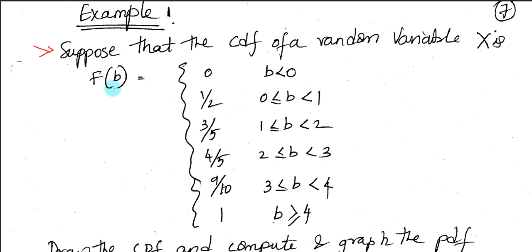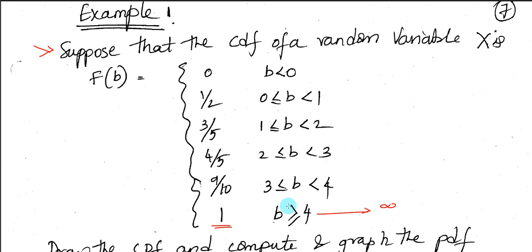The way you read this is F of b equals 0 if b takes a value less than 0, 1/2 if b lies between 0 and 1, 3/5 if b is between 1 and 2, 4/5 if b is between 2 and 3, 9/10 if b is between 3 and 4, and it's 1 the moment b becomes greater than or equal to 4. What it means is for any value beyond 4 all the way up to infinity, this cumulative distribution function will take a value of 1.